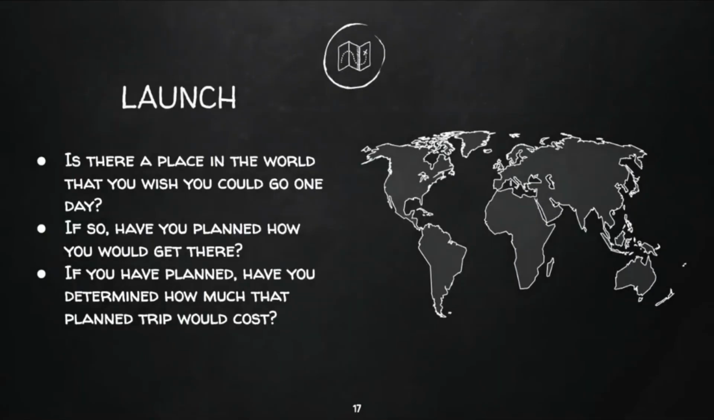Anyway, let's launch. Is there a place in the world that you wish you could go one day? And if so, have you planned how you'd get there? And if you have planned, have you determined how much that planned trip would cost? This actual application that we're learning right now, how to find the minimal spanning tree, is a good means to determine how you can reduce the cost of a long distance vacation trip, especially if you don't know where you're going.